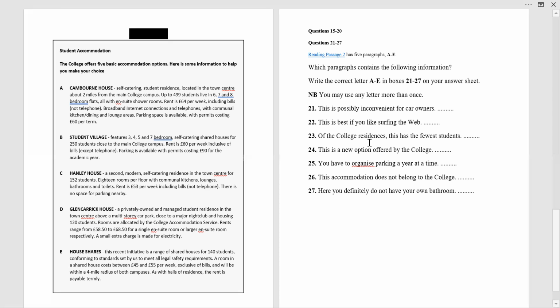Here you definitely do not have your own bathroom. So that's for the 27th. It is C, because here it says the toilets and the bathrooms, the kitchen and laundries, 18 rooms per full floor with communal. Communal means it is shared with all the people living there. So there comes the bathroom and toilet. So you don't have your own bathrooms in there.